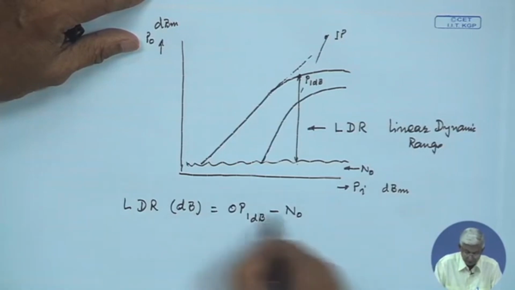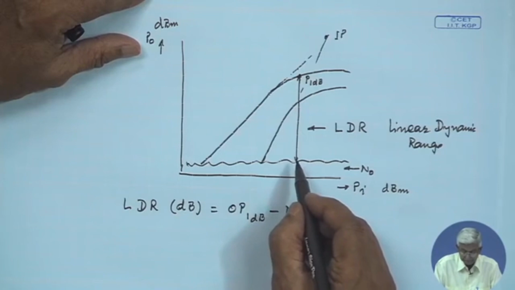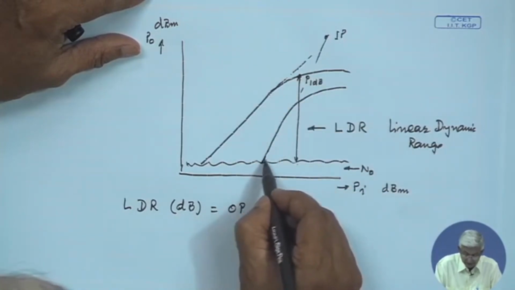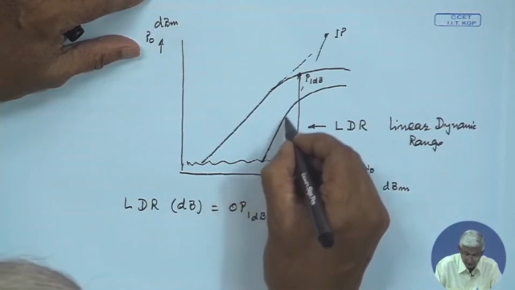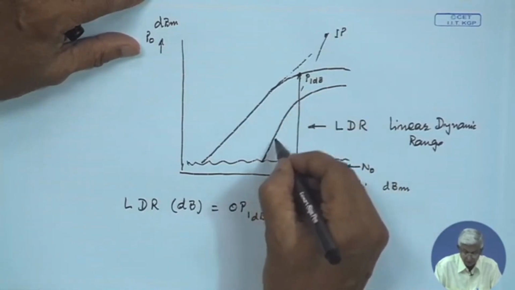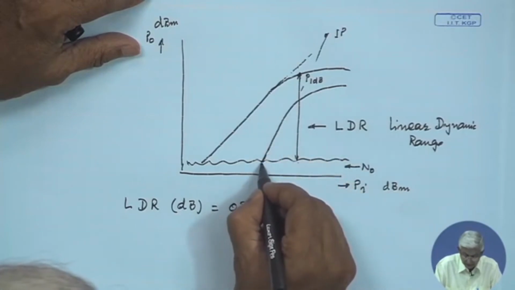So, that is the linear dynamic range, but though it is linear dynamic range, our spurious starts coming in. This is the third order intermod product, P(2ω1 minus ω2) or P(2ω2 minus ω1), one of them we take. Now, this starts growing above the noise level at this point.